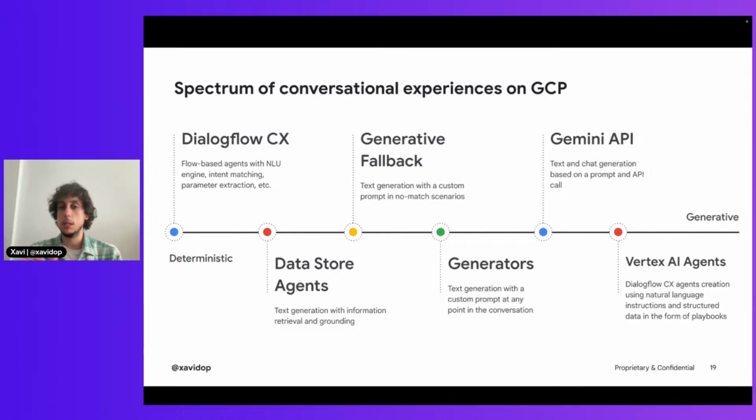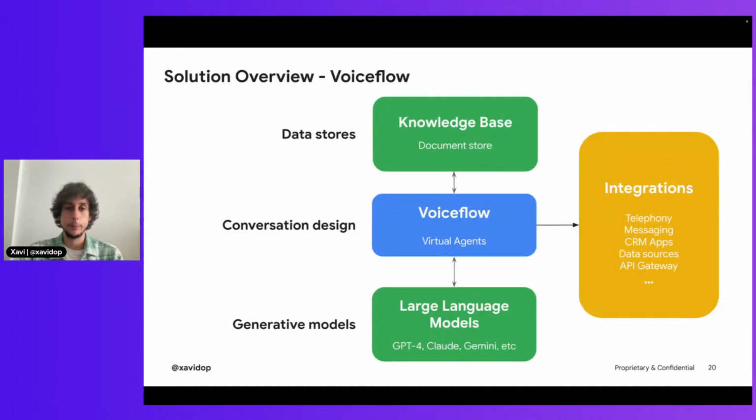Then you have the generators. That is basically something that you can create to call directly to an LLM that does not have data stores or anything. It's just an LLM. So basically, instead of creating a webhook or serverless functions that call Gemini, you have a built-in solution to do that. And then you have the Gemini API. At any time, if you want something super specific, you can create a webhook that calls the Gemini API. And then the more generative way that we have is the Vertex AI agents that I will explain in a bit.